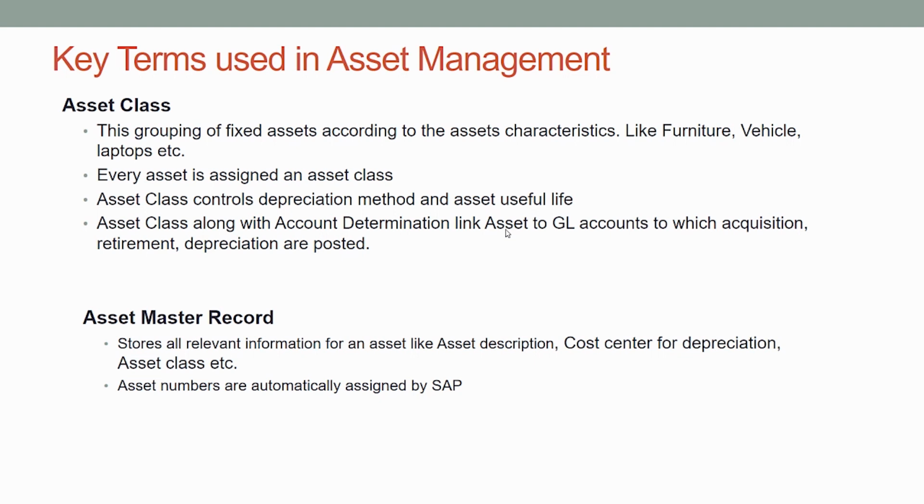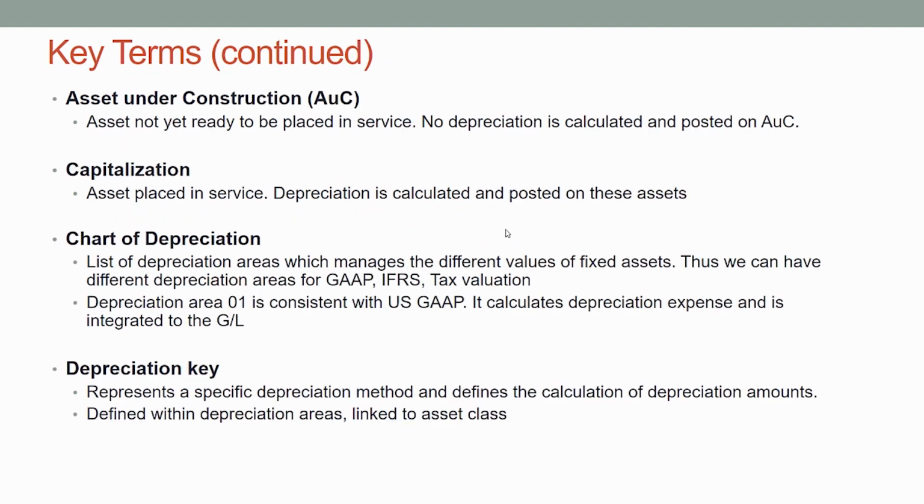Next item is the asset master record. The asset master record stores all relevant information of an asset, like asset description, cost center, asset class, etc. When you create an asset, you create it under a certain asset class. The asset master record is the master data of the asset. It has the asset description, the cost center under which the asset is getting created, maybe the vendor from which the asset will be purchased, the depreciation terms which will be used for depreciating the asset, and so on. We will look at these aspects in SAP.